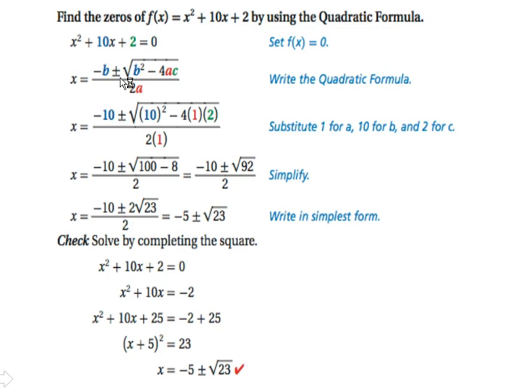This is kind of nice because everything is color coordinated for us here. Our first coefficient with the x squared is really a 1, even though we don't write that, it's still there. So a is 1, b is 10, and c is 2. If any of these were negatives, we certainly would take that as a negative 2, for example. So what we're doing now is simply plugging in these coefficients, 1, 10, and 2, for a, b, and c in their respective places.